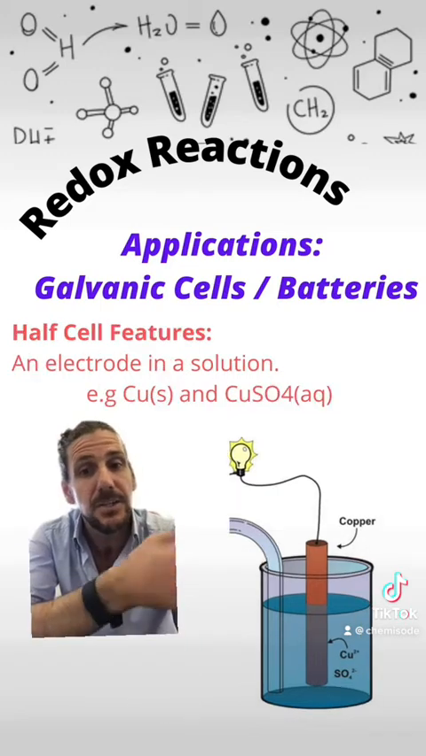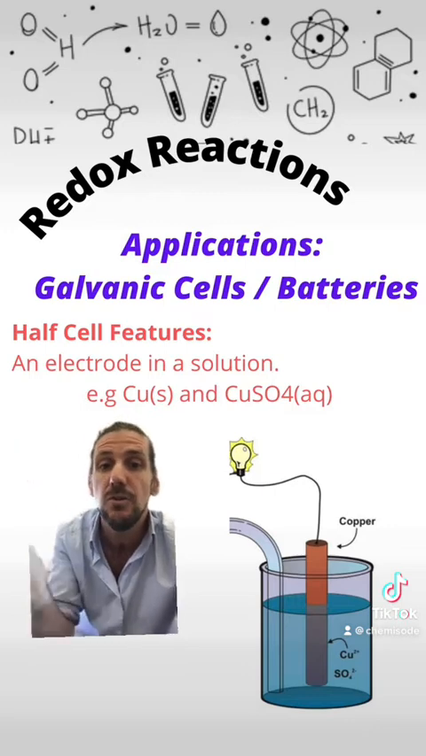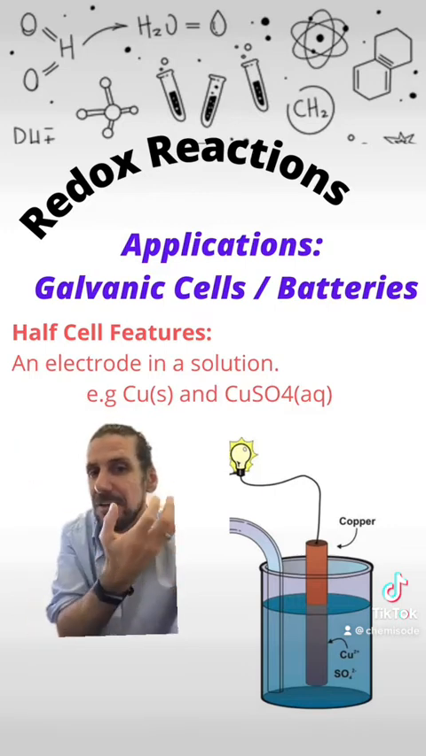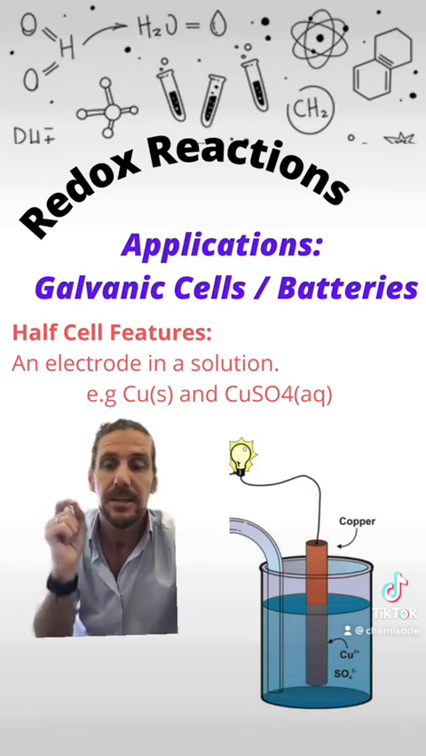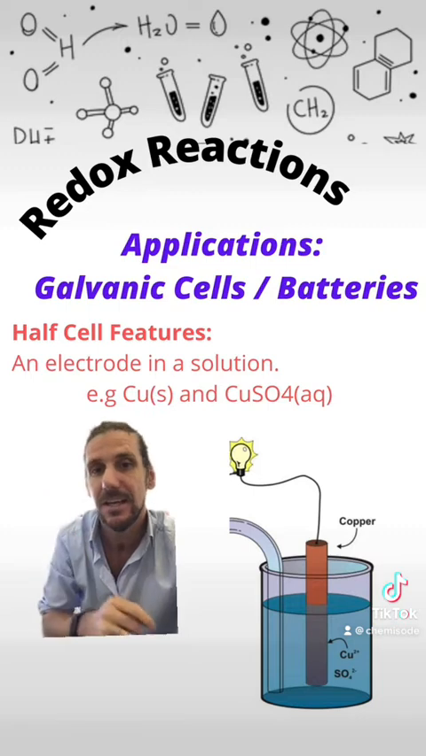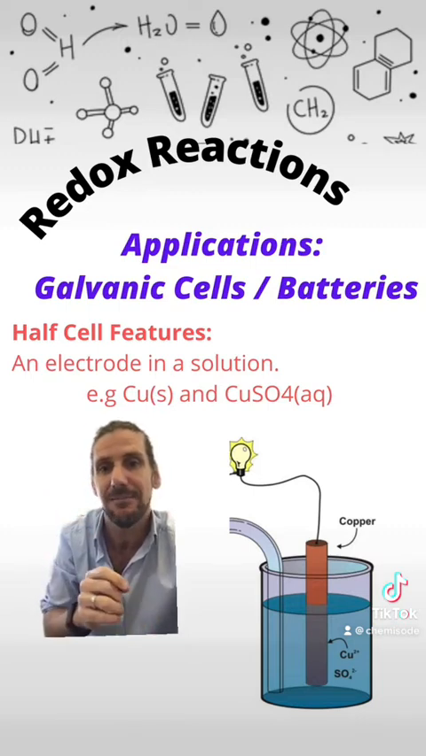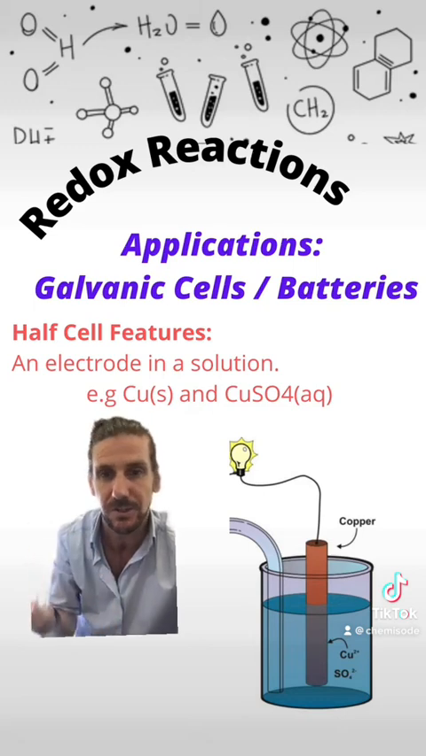So as I mentioned, our oxidant and reductant are separated. What that means is we have two separate half parts of our reaction, two separate half equations. These half equations in a galvanic cell are called half cells. Each half cell will have a metal and a solution. The metal is known as an electrode.